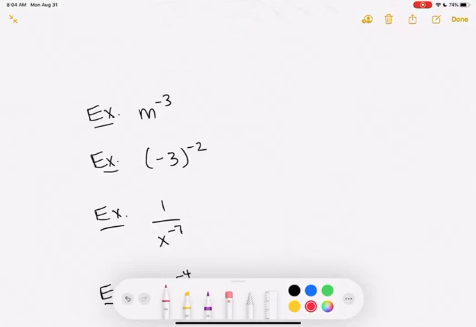Okay, so if I have m to the negative 3, I'm just going to send that down below on my fraction, right? So m to the negative 3 is 1 over m cubed.